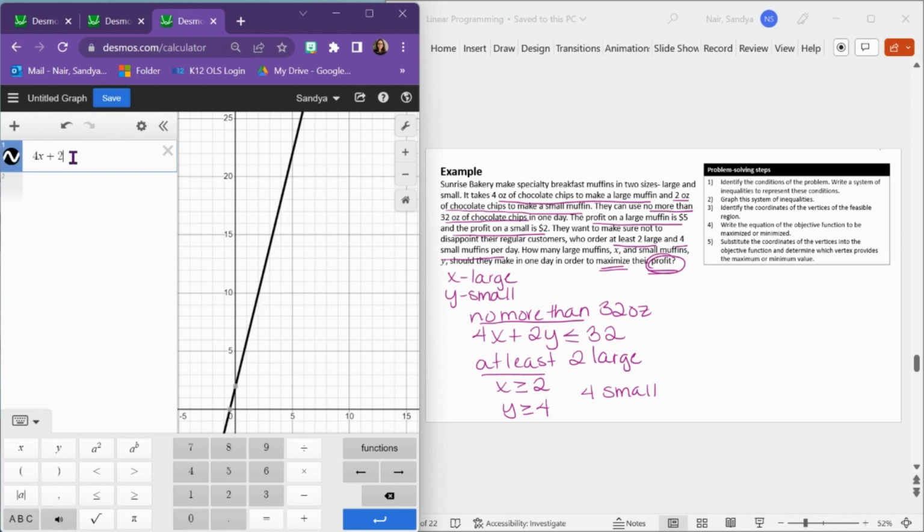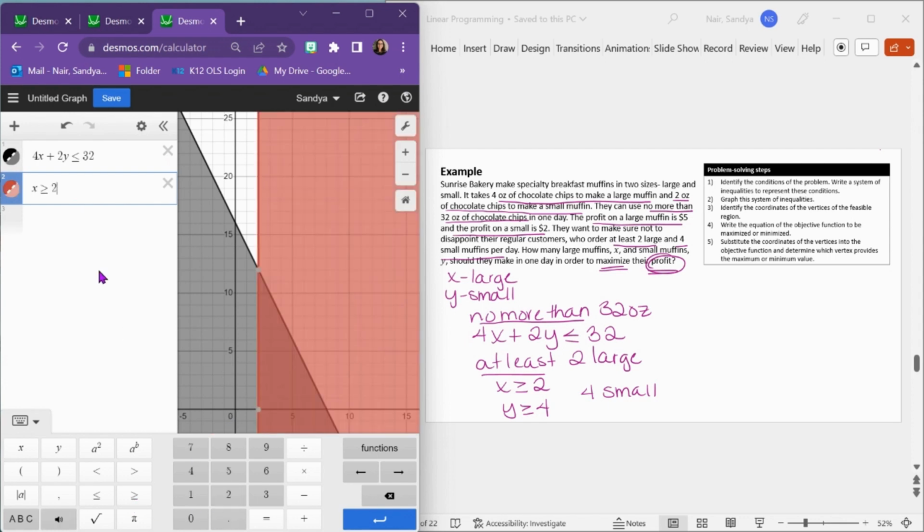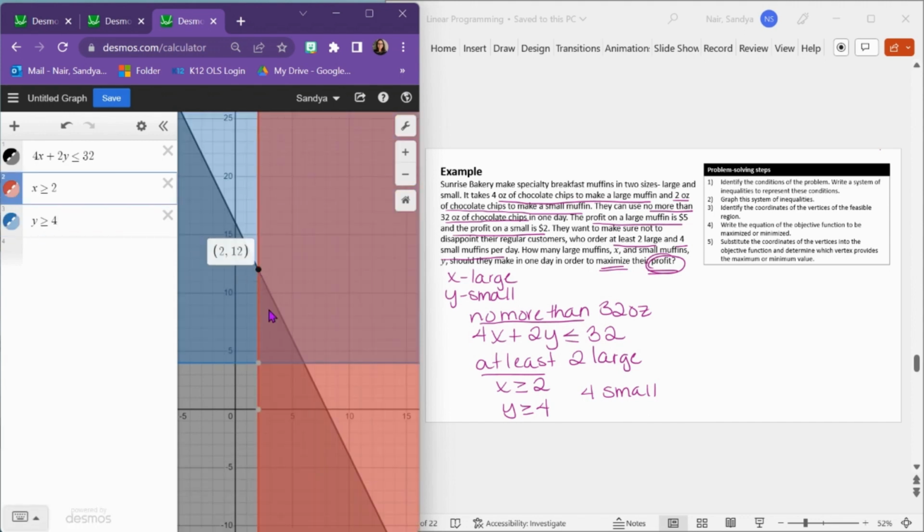So we have 4x plus 2y is less than or equal to 32. And then we have x is greater than or equal to 2 and y is greater than or equal to 4. Okay, so now you can see here we have this region of overlap. So let's click on those points to find those coordinates. And now let's figure out our objective function.